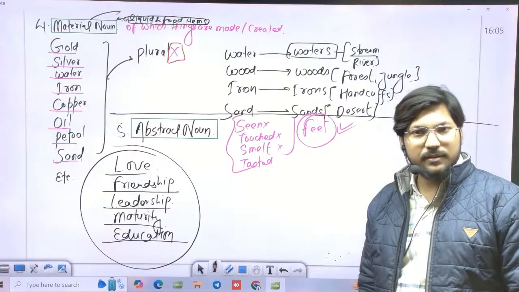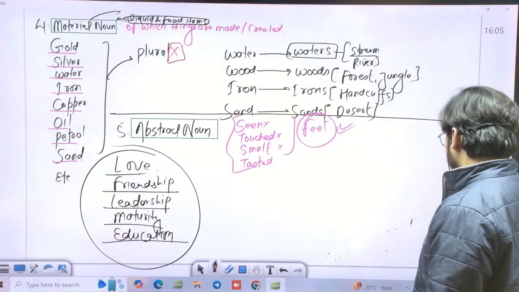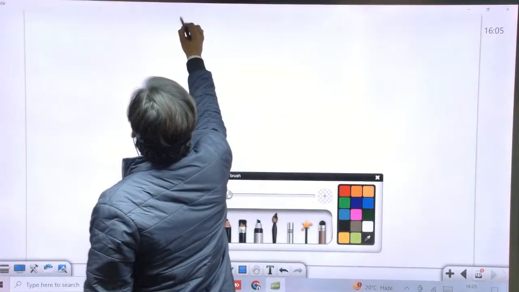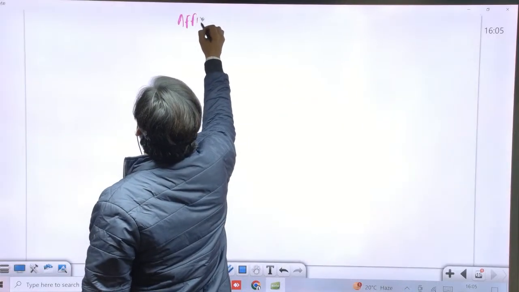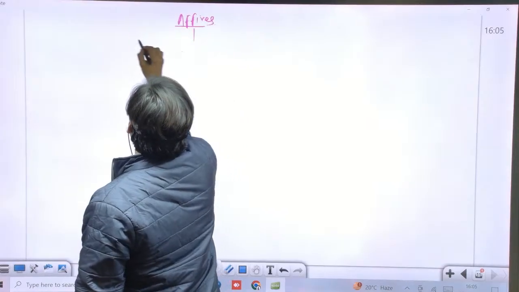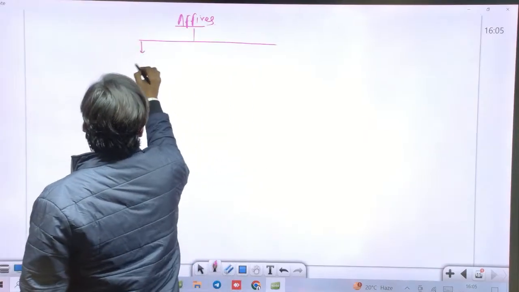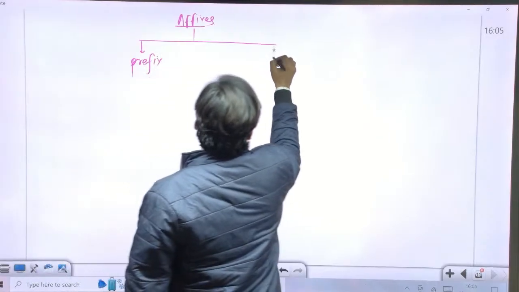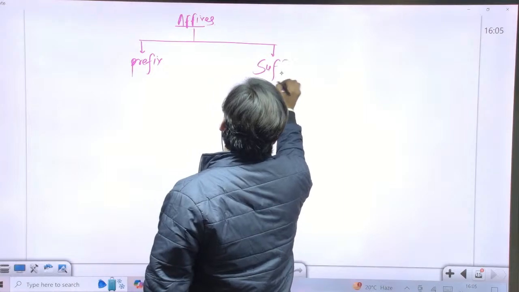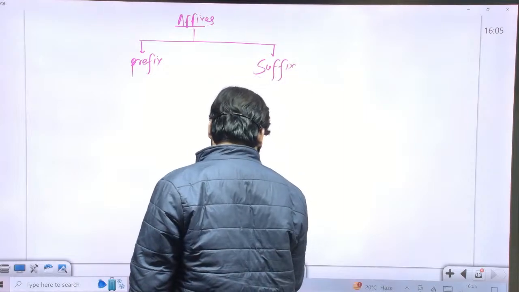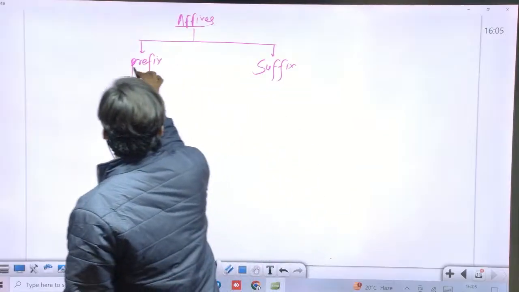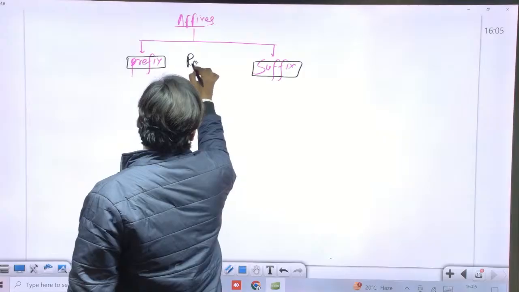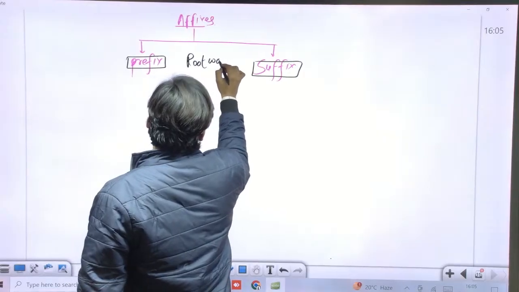Shall we go ahead? Now we are going to talk about affixes. Affixes in English have two parts. First is your prefix, and second is your suffix. Prefix or suffix, you might have heard. And between prefix and suffix we use the root word.